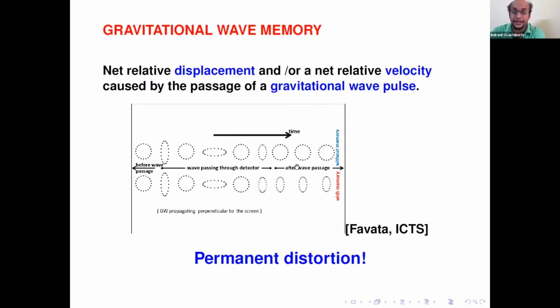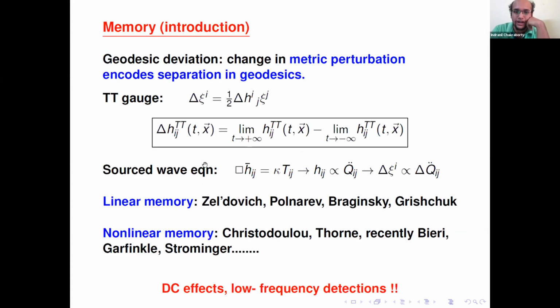This diagram has already been explained. What I would like to emphasize is that in the memory effect, there is a permanent distortion. A circle turns to an ellipse, and this distortion is there even when the wave has passed by. This is what is called the memory. From the source wave equation, as also mentioned by Syed, the metric perturbation can be related to the double derivative of the quadrupole moment. And from the geodesic deviation equation, the change in separation, delta xi I, is proportional to the change in the double derivative of the quadrupole moment.